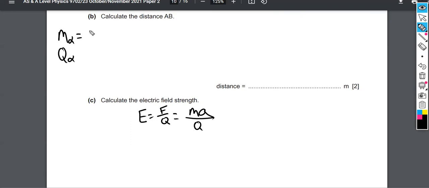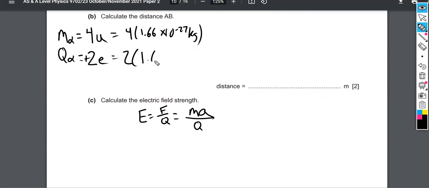An alpha particle consists of 2 protons and 2 neutrons, and a neutron and a proton are both close enough in mass that we unify their mass together in what's called a unified atomic mass unit. So there's 4 unified atomic mass units in an alpha particle. The unified atomic mass unit has a value of 1.66 times 10 to the negative 27 kilograms. So you calculate the mass like that. The charge on an alpha particle: there's 2 protons in the alpha particle, and so there's positive 2 elementary charges. You may recall that elementary charge is 1.6 times 10 to the negative 19 coulombs.